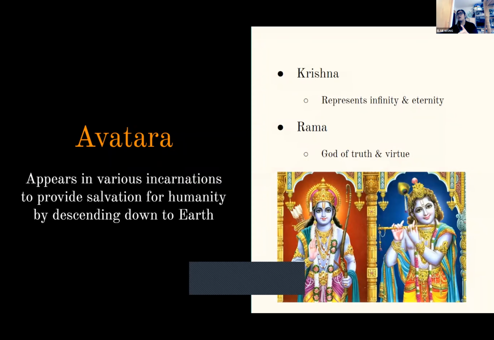You have Avatara. They are various incarnations of gods that descend down to earth to provide salvation for humanity. Krishna and Rama are two very popular ones of Vishnu. Krishna represents infinity and eternity, and he's the one who subdues the serpent Kaliya. Rama is the god of truth and virtue, and he's the perfect embodiment of mankind. You have other important goddesses to know.